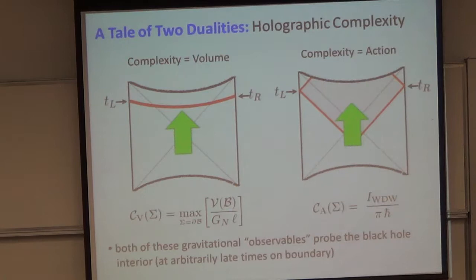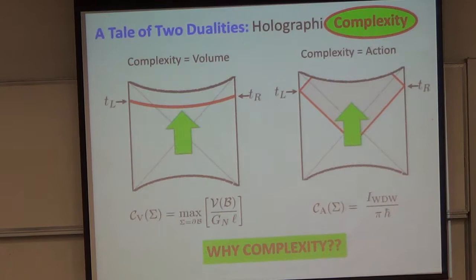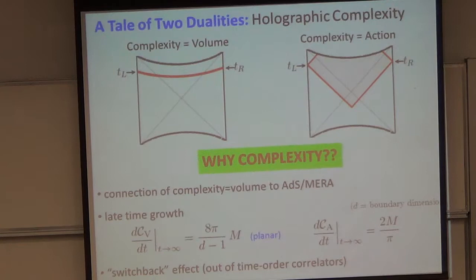Okay. Why should this have anything to do with complexity? I didn't explain that. I explained what the observables are, but why did Lenny think these might be related to complexity? I'll give you two reasons, and I'll say there's a third. There are other things that they'll call checks of these conjectures, but I think these are the main ones.